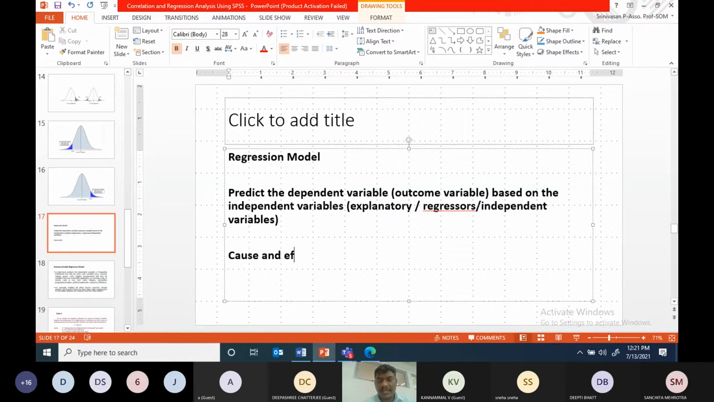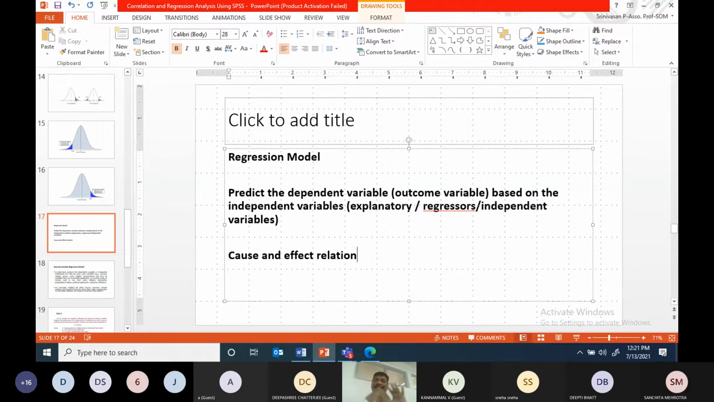Cause and effect relationship. Cause and effect relation. What is the cause and what is the effect? Understood? No? What is the cause? Increase in price is the cause. And what is the effect?